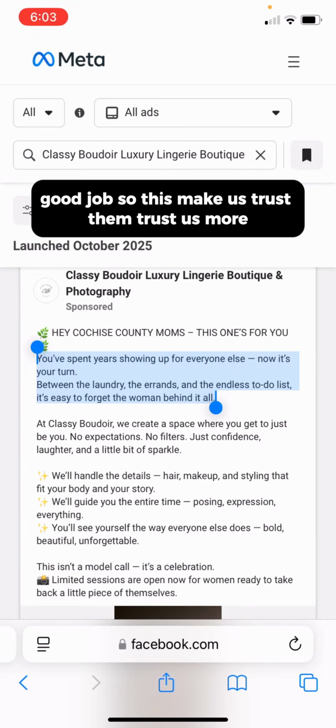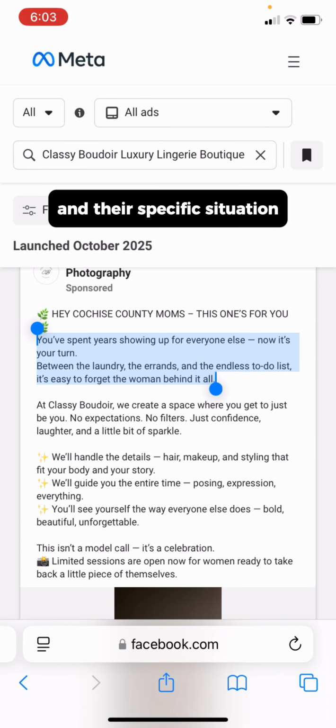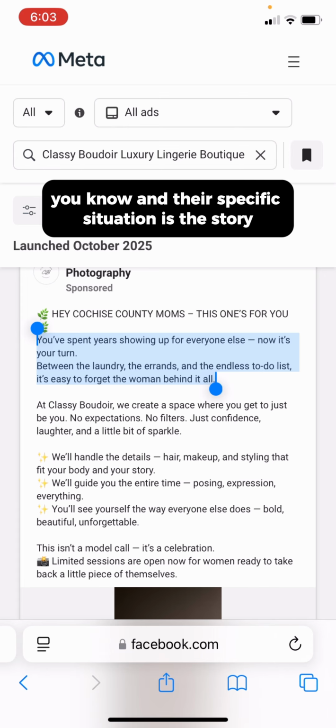So, all right, good job. This will make them trust us more, make them feel like our solution is for them and their specific situation. Their specific situation is the story/narrative.